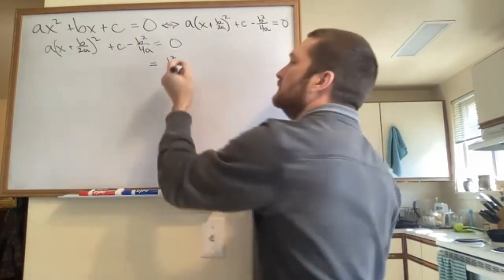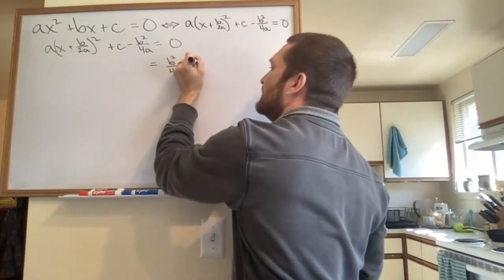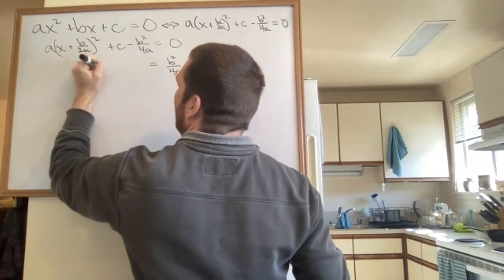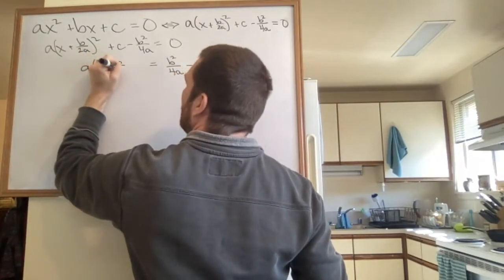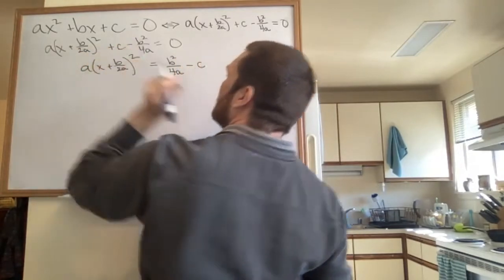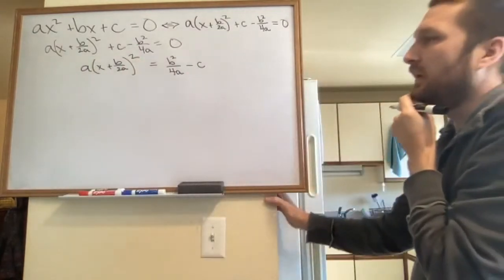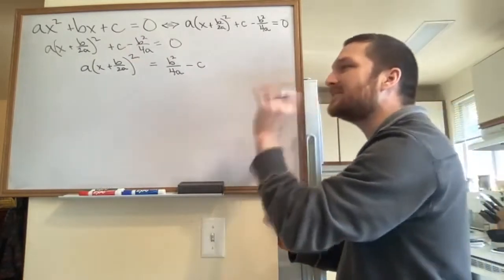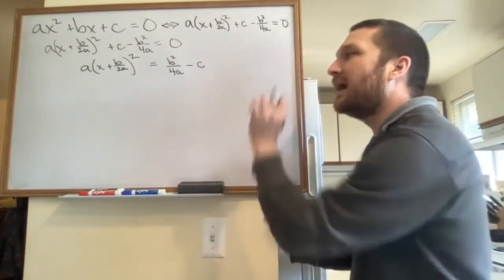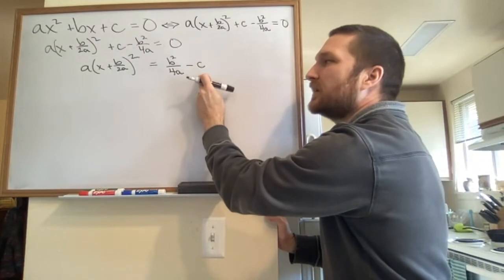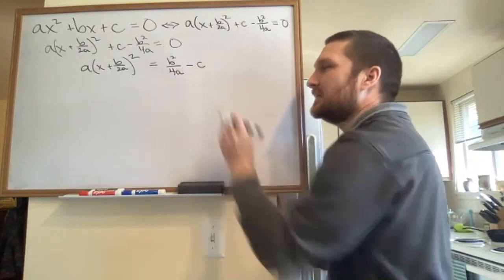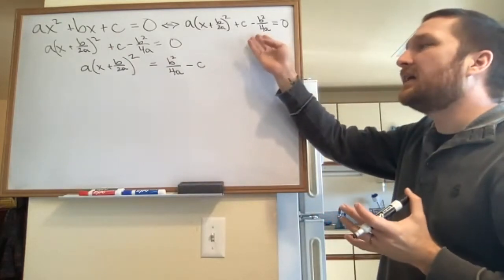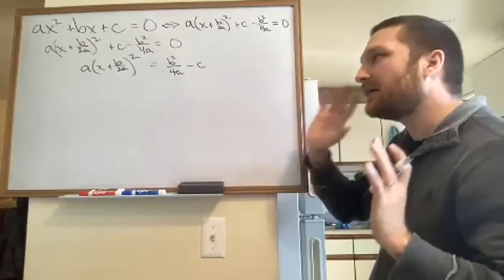Minus c. Minus c, right there. Left over here is the a x plus b over 2a squared. Now what I'm going to do right here, because it will be easier to do it this way, I'm going to go ahead and write these guys with a common denominator. And indeed, this is how we could have done that at the beginning here. We really could have. I chose not to.